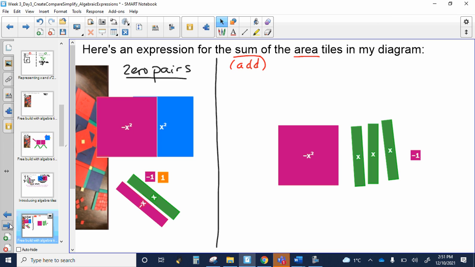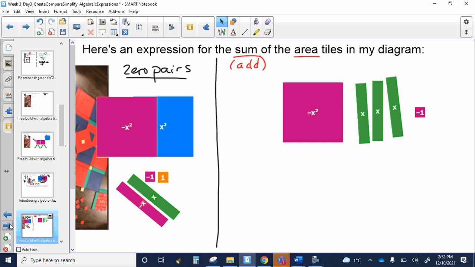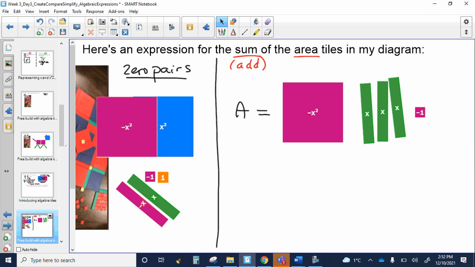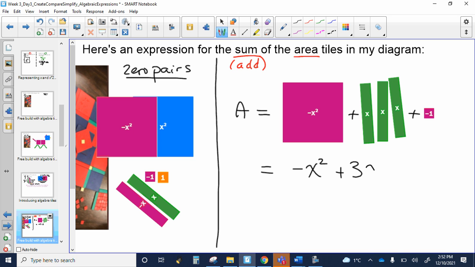Okay. So this would be the area. Okay. So in terms of a diagram, here's what I have. So the area of my diagram is equal to negative x squared. Just going to move these together a little bit, give myself some space, plus 3x tiles, plus a negative unit tile. Now, if you want to just represent them in terms of symbols and not necessarily the tiles, that's really our next step. So we have a negative x squared tile, and there's one of those. Then we have 3 of the x tiles, and then one of these negative unit tiles.